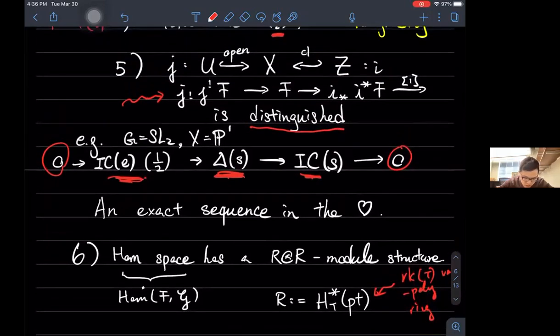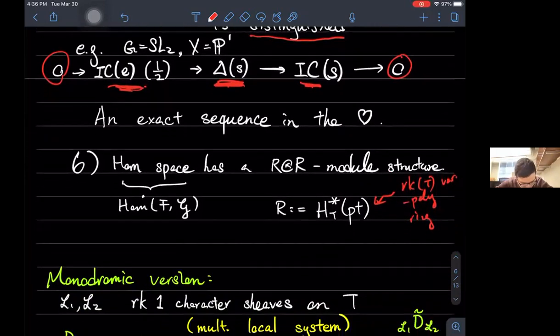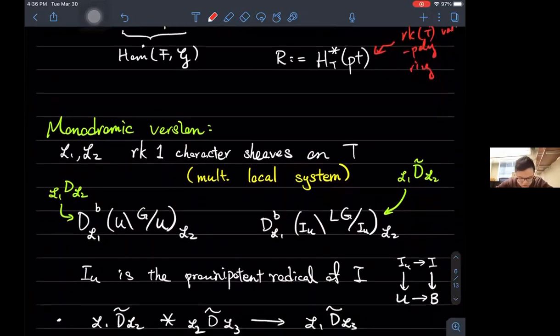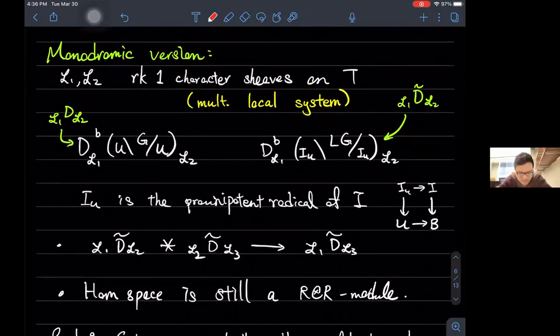So these are the main properties of the Hecke categories. As you could imagine, I could generalize it to a monodromic version. In the function case, it's chi1 and chi2. Now, they are the characters of T(F_q).